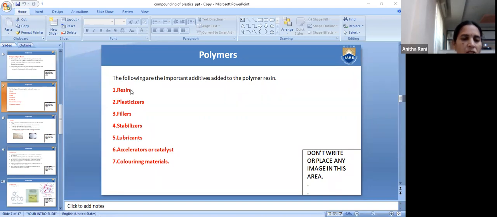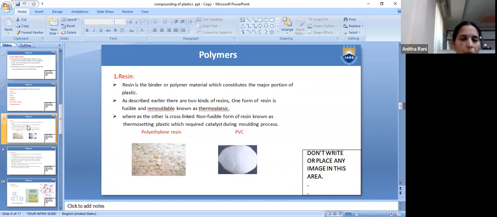Okay, so first one is resin. So total 7 you remember, ma. Resin, plasticizers, fillers, stabilizers, lubricants, catalyst, coloring materials. So in compounding of plastics, first we take the resin, ma. Resin is the binder or polymer material which constitutes the major portion of the plastic. Means we will take resin, the polymer material, first, so that we will take more percentage, like 90% or 80% of the resin only.